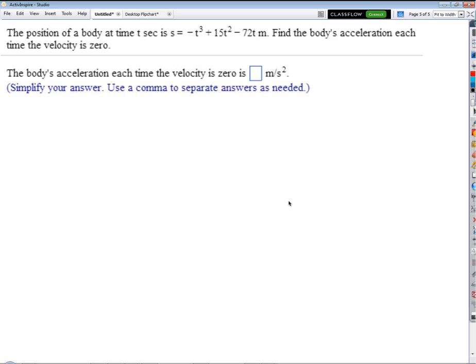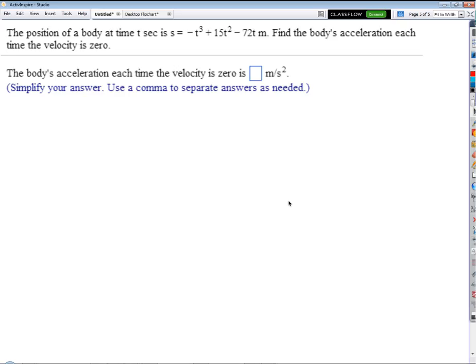Now, if they give us the position function, and they want us to find the body's acceleration each time the velocity is 0. Okay. So we've got a couple things to do there. I'm going to let you do this, but let's talk about it a little bit. First of all, I need to find the velocity function and the acceleration function. How do I find velocity?